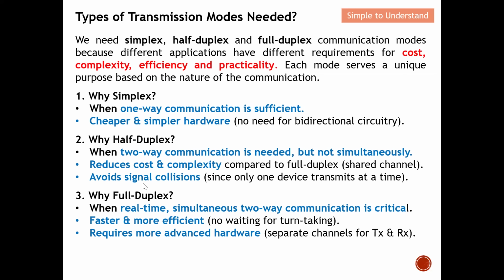Next, why full-duplex? When real-time simultaneous two-way communication is critical, for example our mobile phone, then we prefer to use full-duplex. This is definitely faster and more efficient, which means that we don't need to wait for our turn. However, this requires more advanced hardware, since we need to separate the channel for both the transmitter and the receiver.